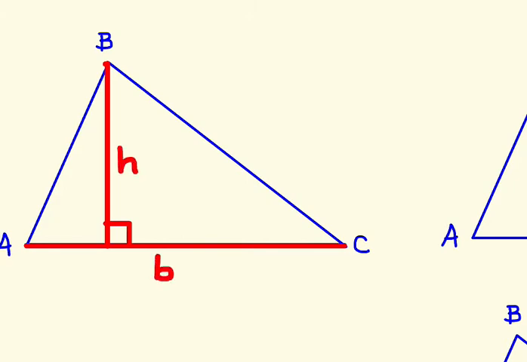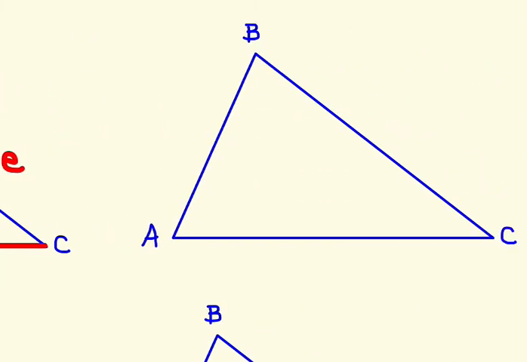And the height is also known as the altitude. It's the altitude of the triangle. So the area is 1/2 base times the height. Now let's look at another case. This is the simple one. We can see it right away. But what if this is our triangle?